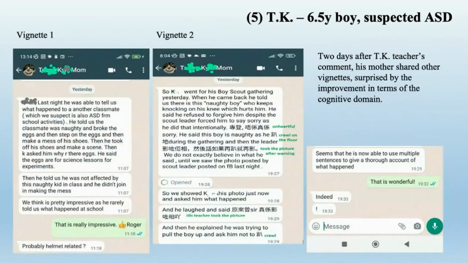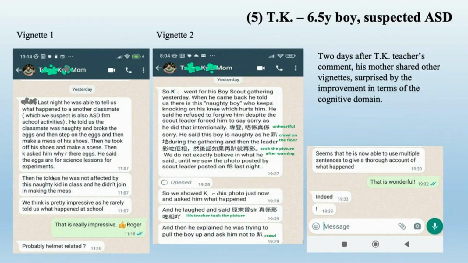The next day, TK's mother also sent me some updates of his daily activity, which inspired her as well. He was able to tell what happened to another classmate. He told his mother that the classmate was naughty and broke the eggs, then stepped on the eggs and made a mess on his shoes. Then he took off his shoes. Then TK asked him why he threw the eggs, and he said the eggs are for science lessons, for experiments.